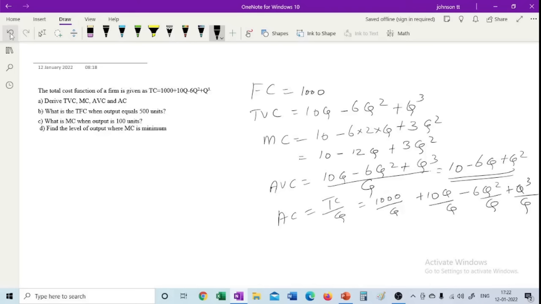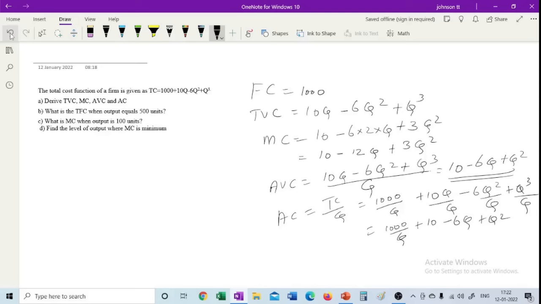So the average cost is equal to 1000 divided by q plus 10 minus 6q plus q square. So that is the total cost function.